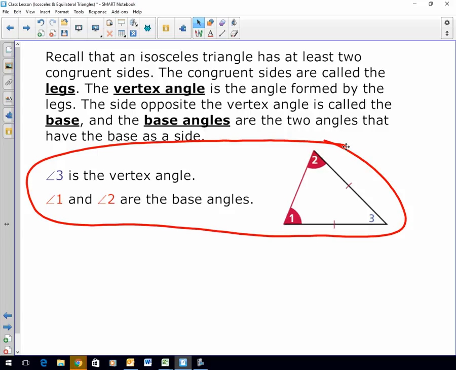If you look opposite of the congruent sides of an isosceles triangle, you'll have the base angle. And the other angle is called the vertex. Okay?